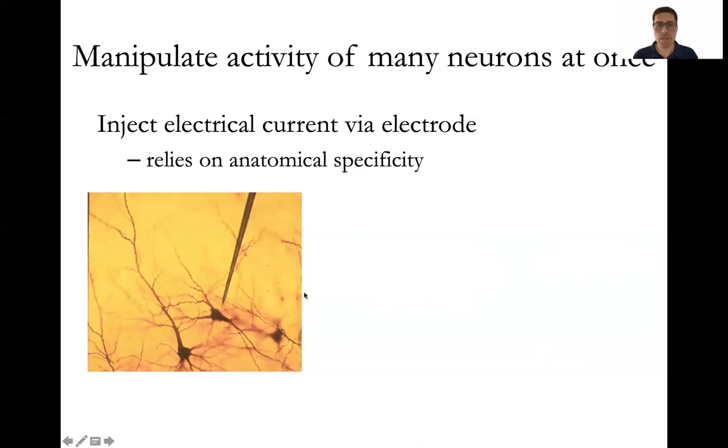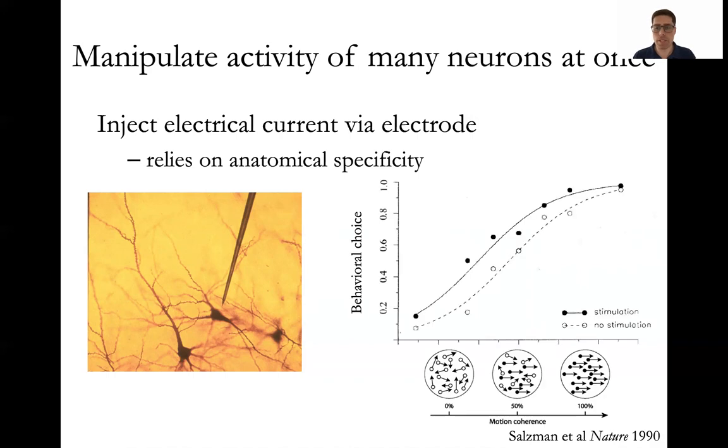And so this has been a very fruitful avenue of research. There have been very many landmark studies in this tradition, but it relies on the anatomical specificity. It essentially relies on putting your electrode in the right place, which you have to know beforehand what that is. So again, this has been incredibly useful. For example, here I'm showing a classic result from Dan Saltzman when he was in Bill Newsome's lab, in this case, they had a monkey that was performing a behavioral task.